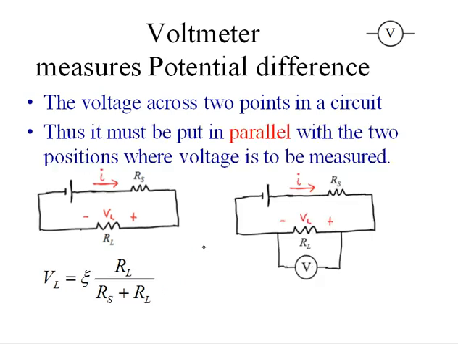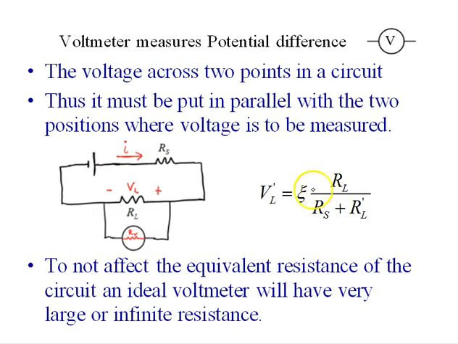So we've got to put our voltmeter in. So we put our voltmeter in and we connect it across these two positions in the circuit. And we've in fact put our voltmeter in parallel with our load resistor. So to not affect the equivalent resistance of the circuit, the voltmeter's resistance has to be very high. If we remember our equivalent resistance in parallel, 1 over Req is equal to 1 over RL plus 1 over RV, the resistance of the voltmeter.